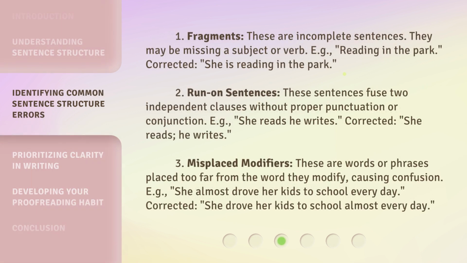1. Fragments. These are incomplete sentences. They may be missing a subject or verb. E.g., reading in the park. Corrected. She is reading in the park.